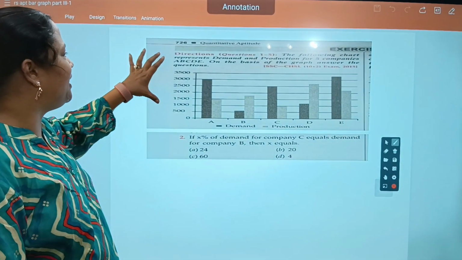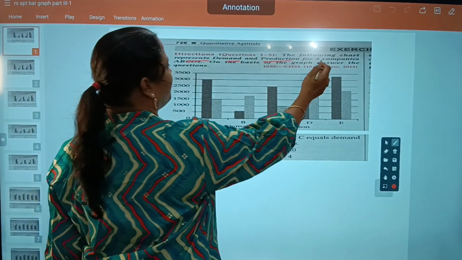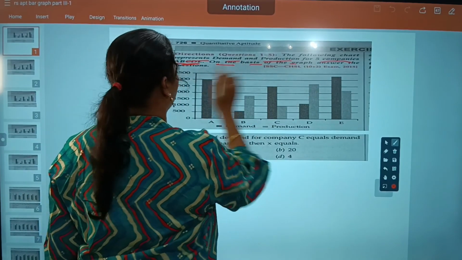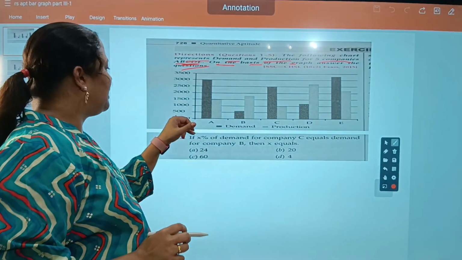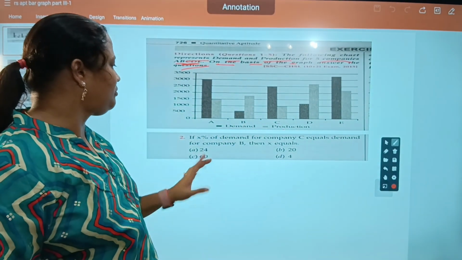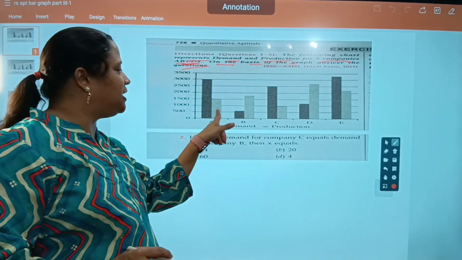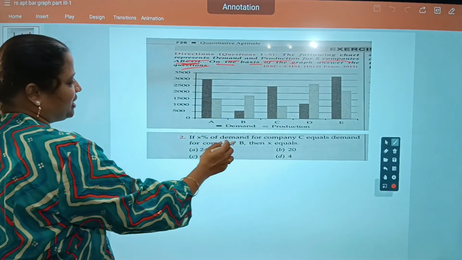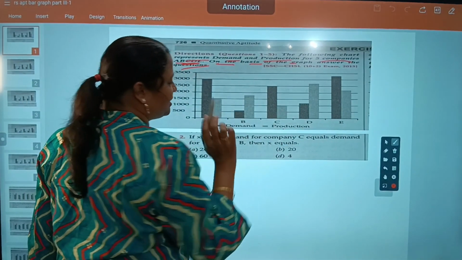The directions we can read from here. The following chart represents demand and production for 5 companies A, B, C, D, E. On basis of graph, answer the following questions. So the graph is given, the demand and the production. The demand is given in dark color, black color, and production is given in light gray color here.